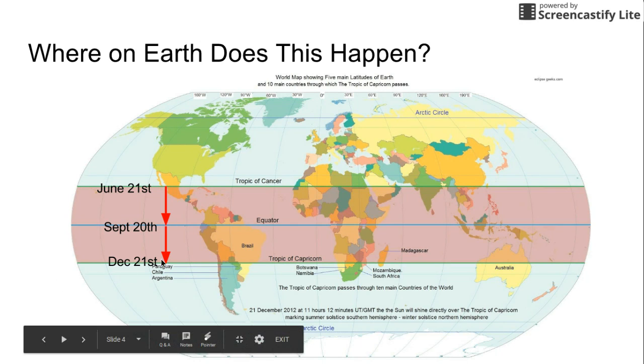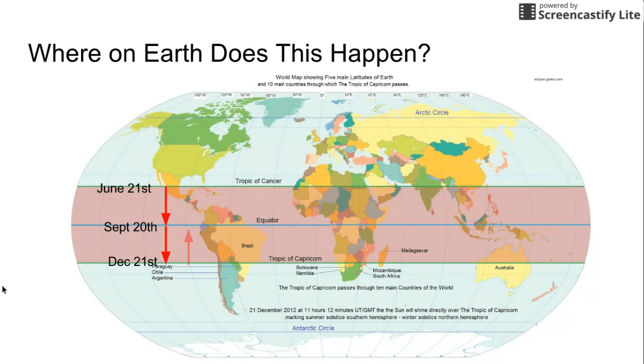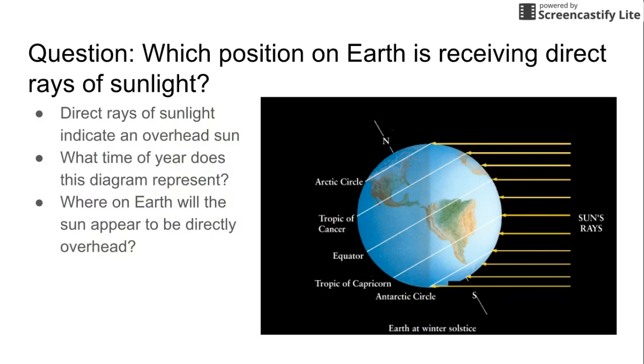And you can see that the overhead sun is the farthest away from the Northern Hemisphere that it will be. After December 21st, the overhead sun begins to move back to the equator until we have another equinox on March 20th. Again, the whole world has 12 hours of daylight, 12 hours of night. And then again, it moves back up to its summer solstice position on June 21st.